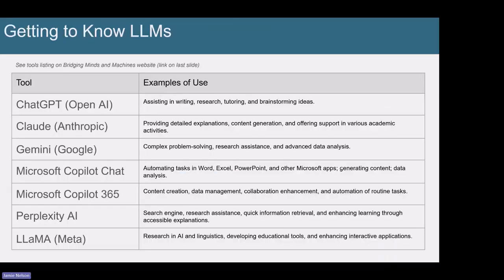We have a website, and we posted the link to that website in the chat earlier, and it's the Bridging Minds and Machines website. On that website, you're going to see an extensive list of AI tools for various uses. One of those lists contains the top used large language models, which is what you have in front of you. So ChatGPT, Claude, Gemini, Microsoft Copilot Chat, Microsoft Copilot 365, Perplexity AI, and Llama, which is Meta's LLM. All of these tools do very similar types of things.